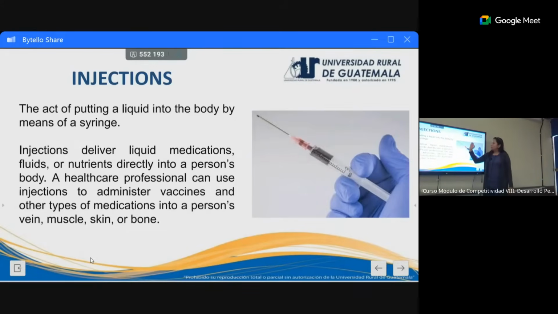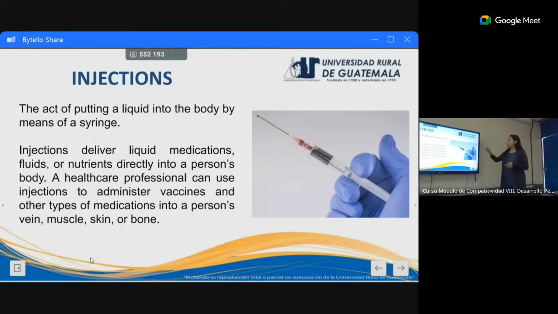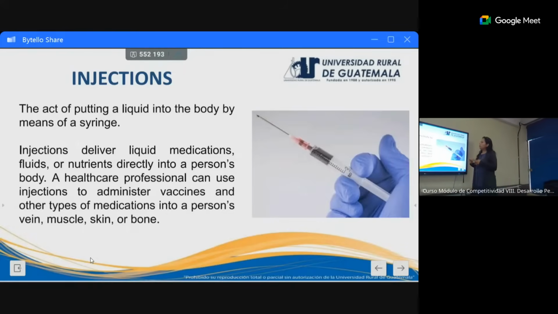As you can see here, remember the difference between vaccines and injections. Here, they are linked. So we're talking about injections, and let's see what the types are.